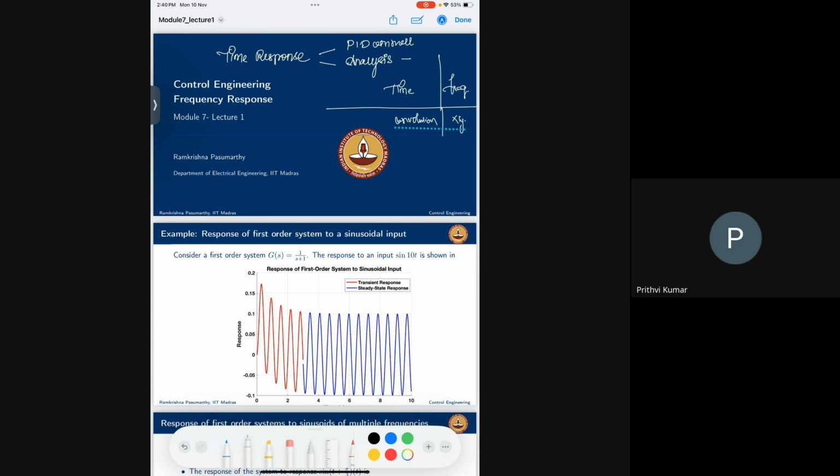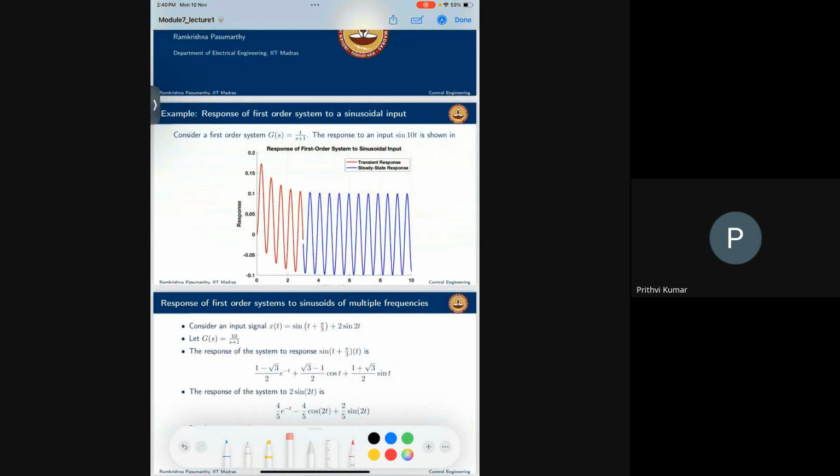So let's see how we can analyze a system in the frequency domain. First thing is, frequency response is the steady state response of a system when the input is a sinusoid.